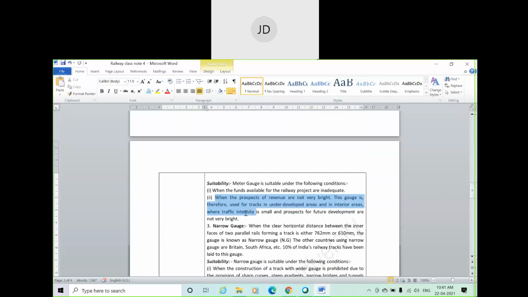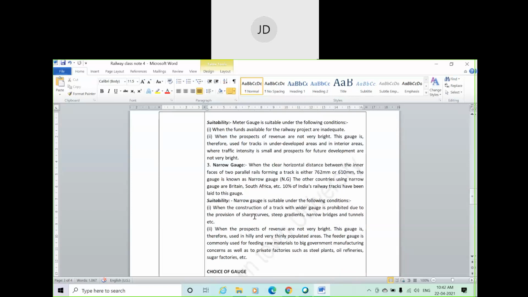The next point of suitability is when the prospects of revenue are not very bright. This gauge is therefore used for tracks in underdeveloped or interior areas where traffic intensity is small and prospects for future development are not very bright. That means in small rural areas where the population is not that high and revenue generation is not much expected, in that case also we can go for meter gauge. Okay.